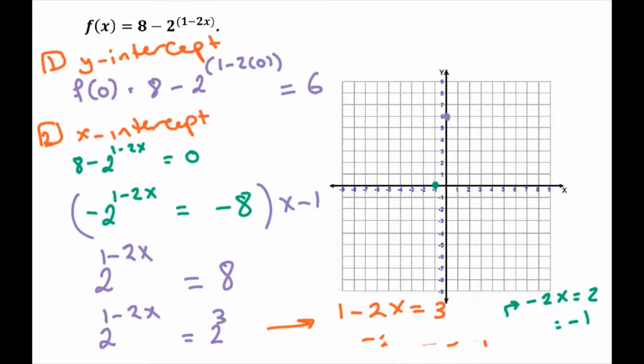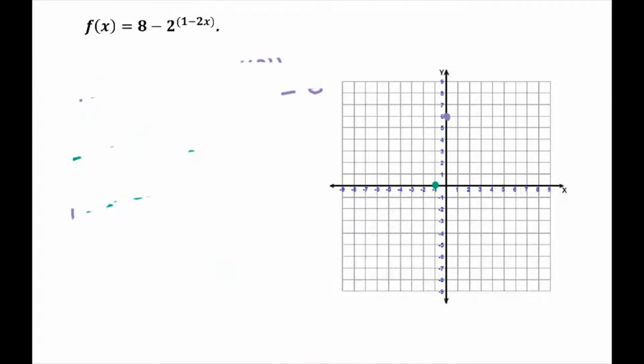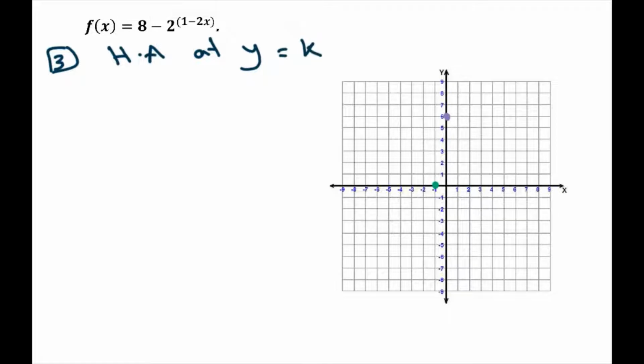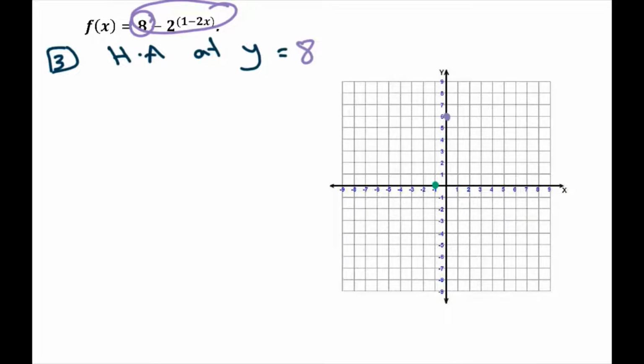Now, we need to find the asymptote. For the asymptote, we will have a horizontal asymptote at y equals k. So, where is k? Looking at this function, I can rewrite it as negative 2 to the power of 1 minus 2x, plus 8, instead of having 8 at the beginning. That's going to be your k. So y equals 8. You will go to the 8 and draw a horizontal asymptote.